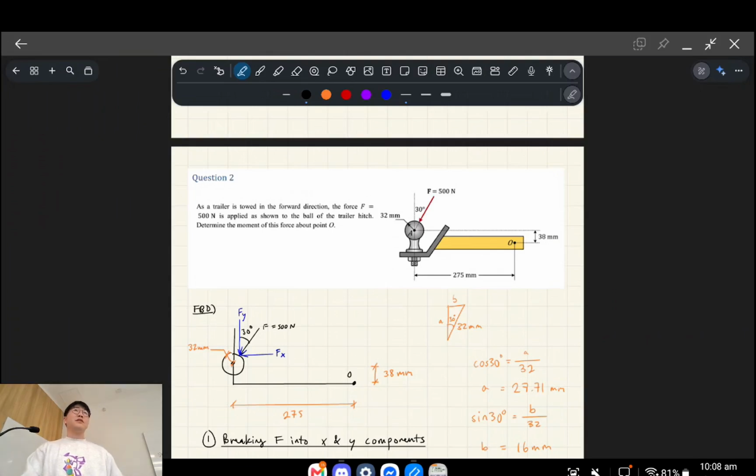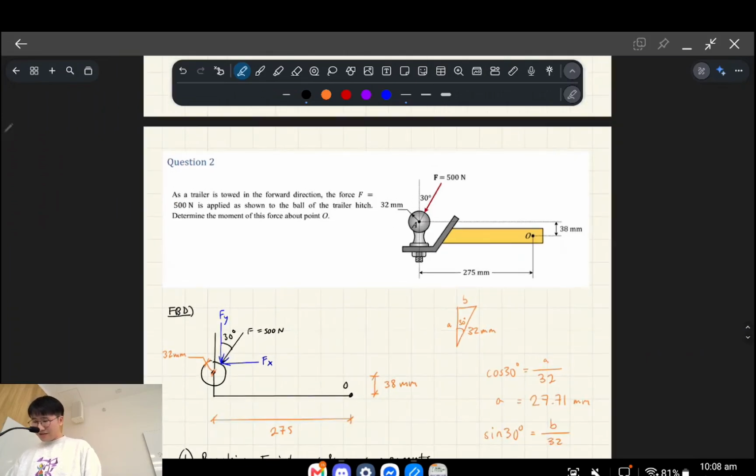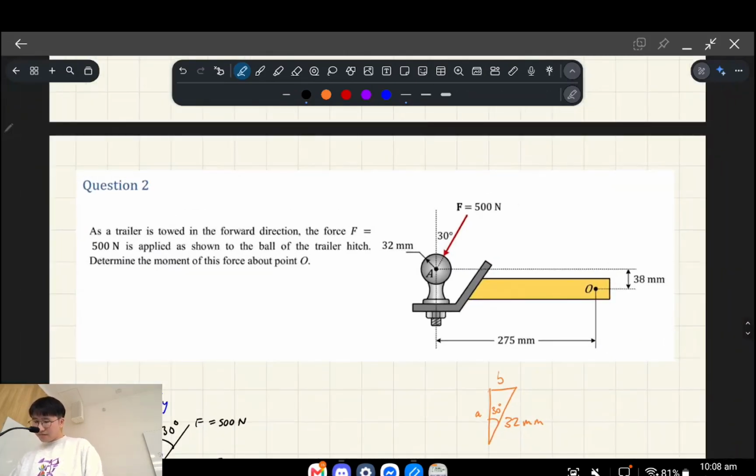Okay. So this is a question that I actually originally got wrong, and then I realized how to fix it. Let me show you the question first. We've got a trailer that's towed, and there's a force applied here of 500 newtons on the ball of the trailer hitch. Determine the moment of this force about point O. So that's over here.